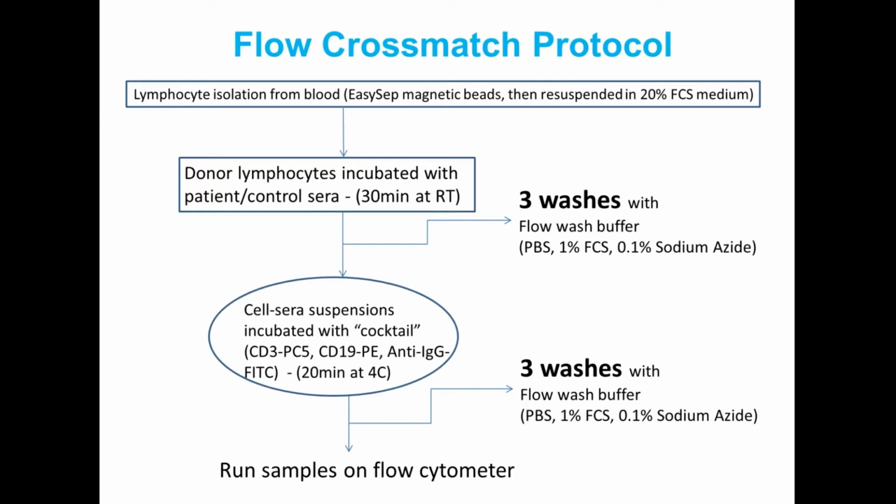The Laminar Wash system was used only to replace the 2 sets of washes. And I use the same flow wash buffer for the Laminar Wash as our current method. Our flow wash buffer consists of PBS, 1% fetal calf serum, or FCS, and 0.1% sodium azide.